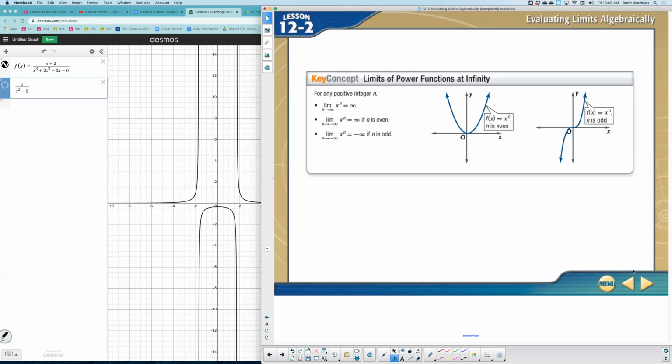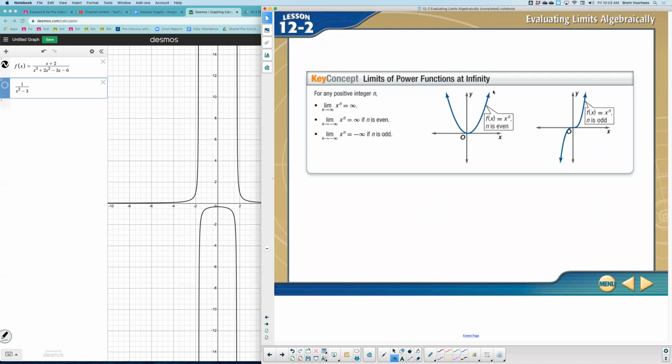And now let's take a look at example 5 here. It says limits of power functions at infinity. So if we're looking at a function that has an even power, what happens is if you look at the limit as x approaches infinity, it will be going up to infinity. And if you take the limit as x approaches negative infinity, the function will also approach positive infinity. Why? Because an even power, if you approach infinity, will be infinity on both sides.